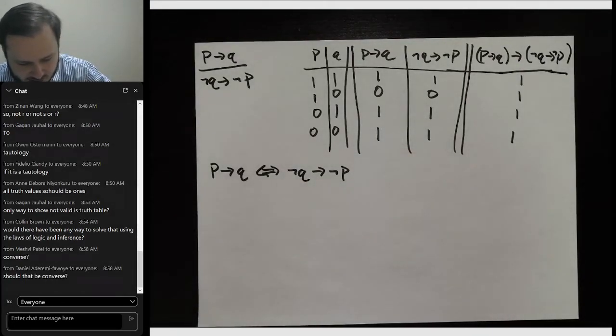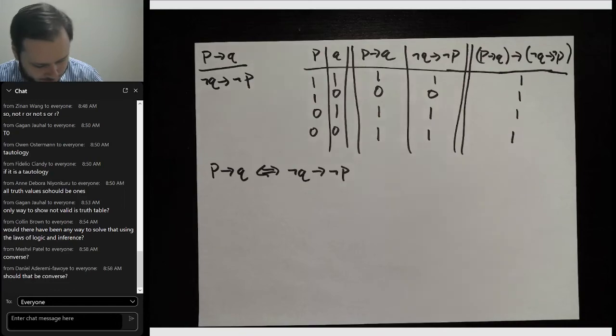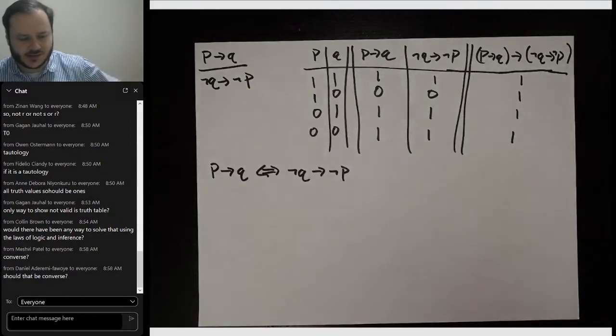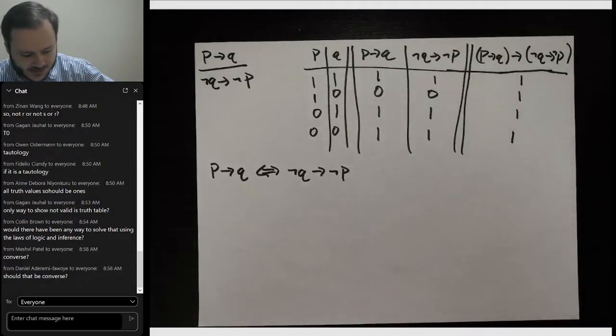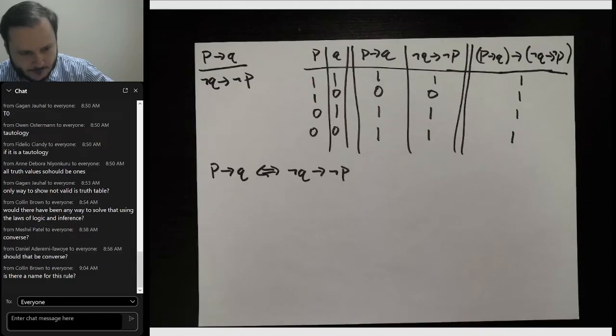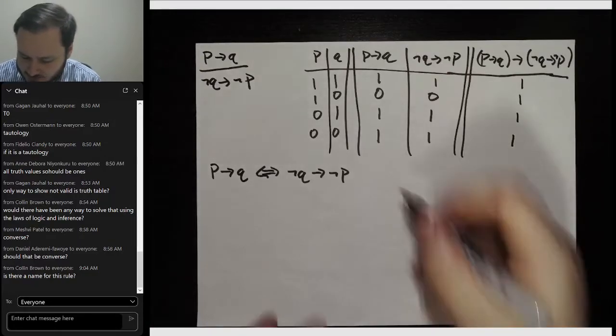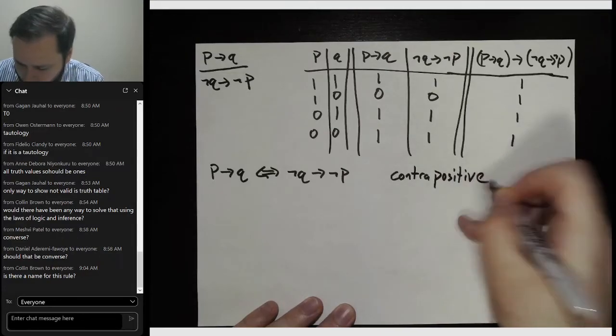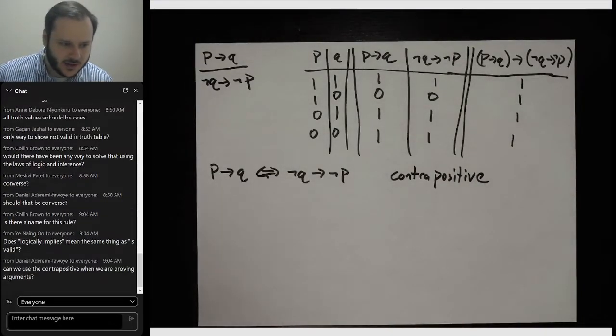That is inverse, converse, inverse, and contrapositive. Okay. Pause there. Questions about any of these things? Sorry for flipping inverse and converse this morning. Is there a name for this rule? This is the contrapositive. If you said this is true by contrapositive.